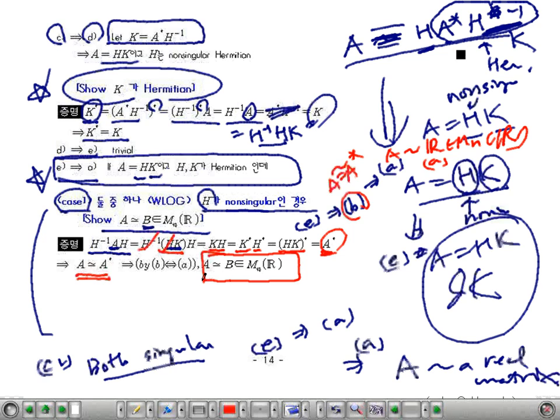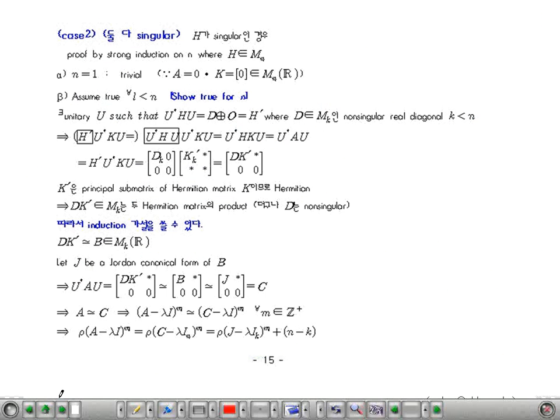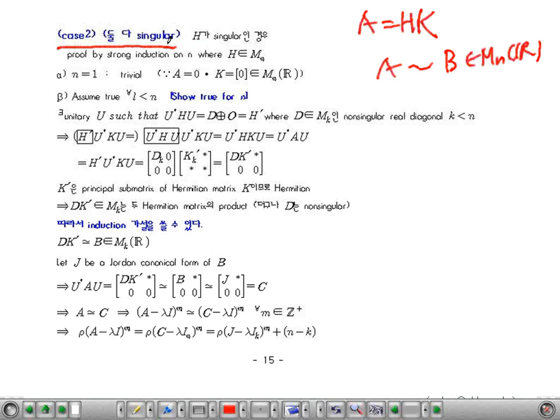Okay. Next. Both are singular. Now we have A equal to HK, and we want to show A is similar to a real matrix B. Now we have that both are singular.